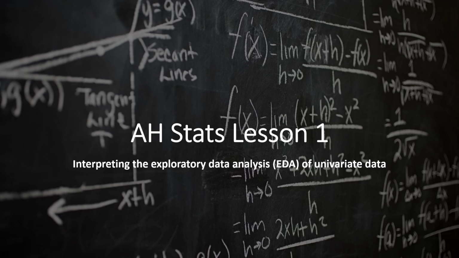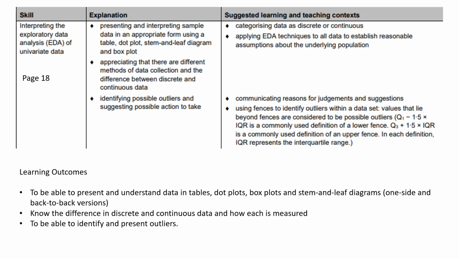Today we will be covering the first skill, which is interpreting the exploratory data analysis of univariate data. Sounds a bit complicated, but univariate data just means data with one variable, such as the height of 10 students in a classroom. You will find this skill on page 18 of the 2023 version of the course spec.